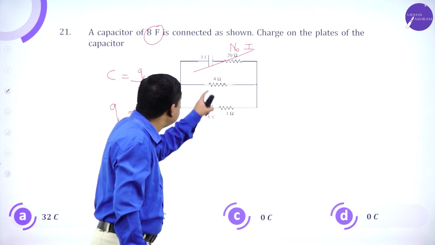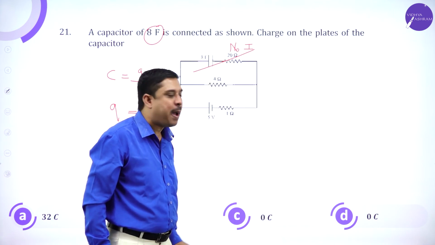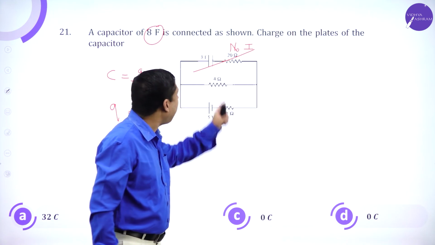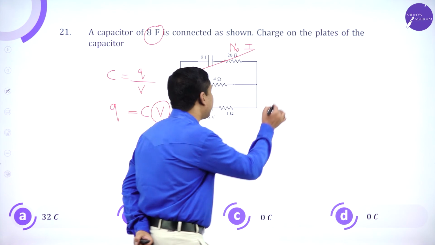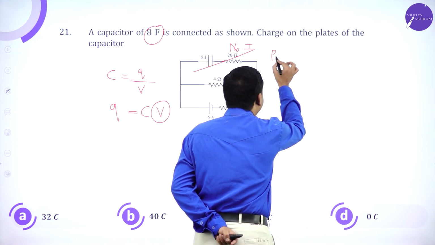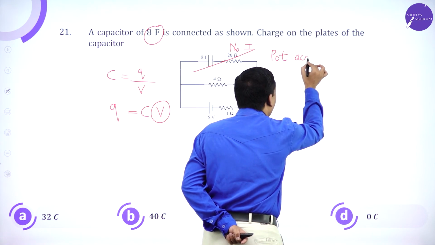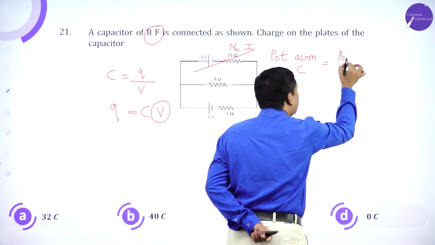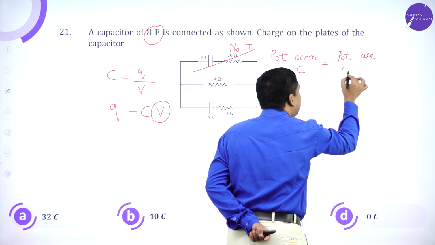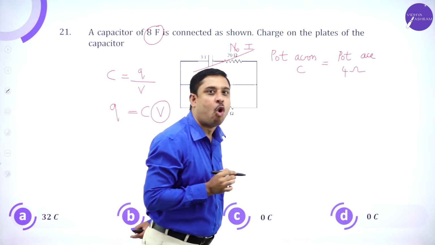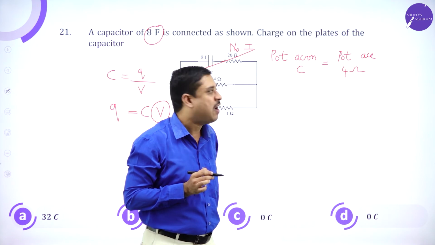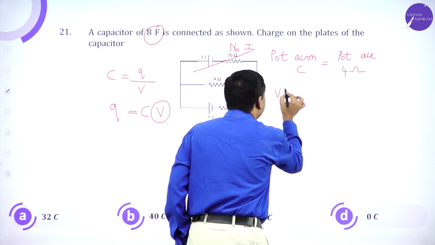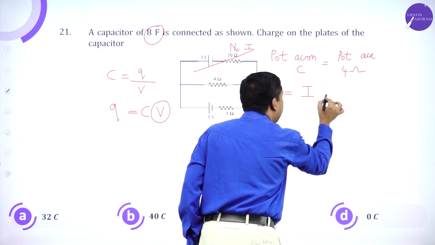Now if you analyze, the 8 farad capacitor and 4 ohm resistor are in parallel. So I can write, potential across the capacitor is equal to potential across the 4 ohm resistor. Alva? Because they are connected in parallel. Now, V equals I into R.